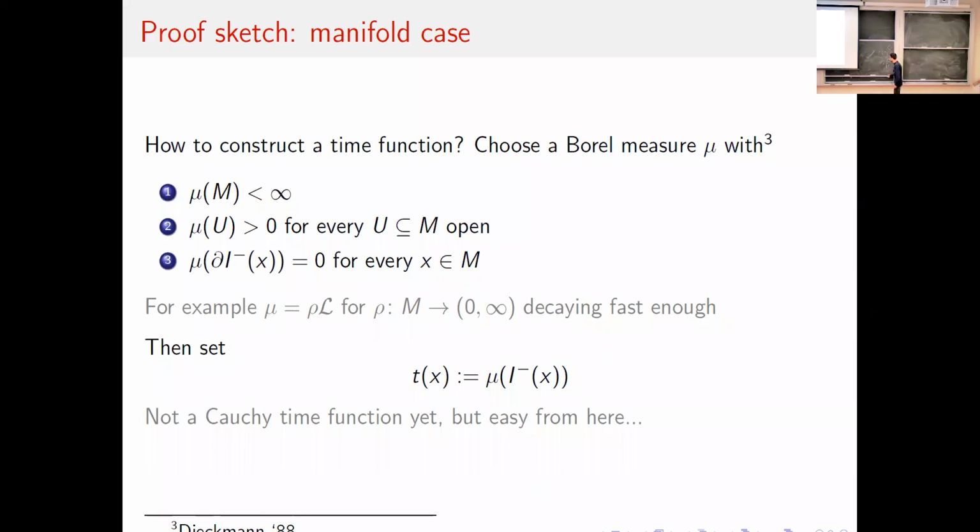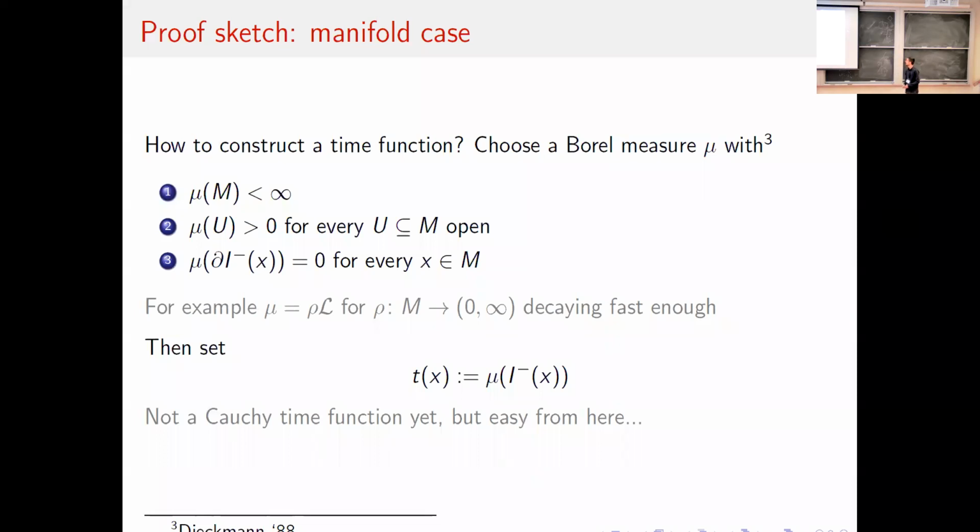I can explain quickly why this is a time function given our assumptions. First, because of the first assumption, this t will be finite, which is already kind of necessary. And then because of the second assumption, it will be increasing along future-directed causal curves. If I take a future-directed causal curve and two points on it, and look at their pasts, the past of the point that comes later on the curve is bigger than the past of x, and it's bigger by a set with non-empty interior. So by this property, it will have a larger measure. And then the last property is important for continuity, because if our measure was something like this plus a delta, then at the moment where the delta is here and I cross over it, the function would jump. We don't want that, so to exclude that from happening, we impose this third property.